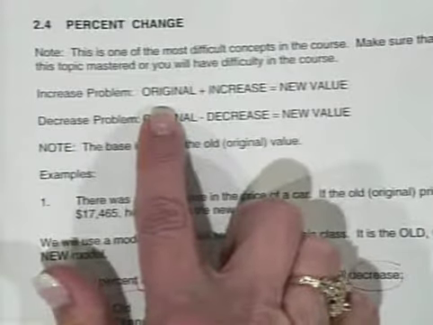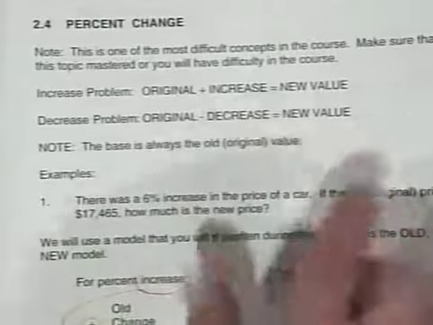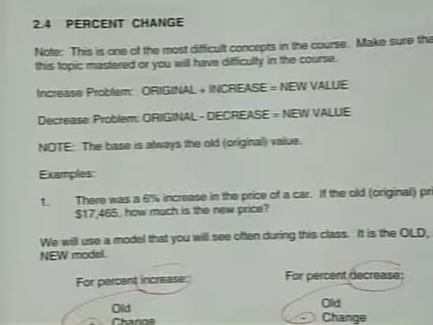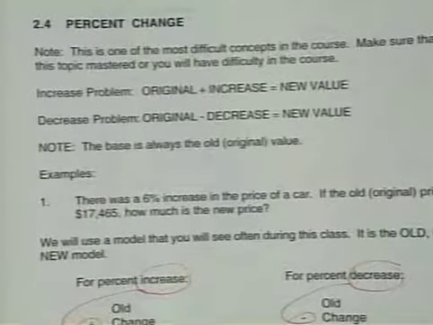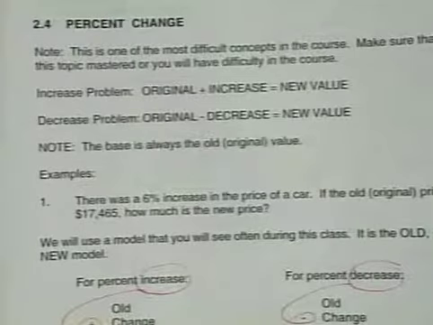We need to realize that an increase problem is always the original percent or the original amount plus an increase equals a new value. Likewise, in a decrease problem, we are subtracting. The base is always the original amount. We talked about a building in 2-3 that we bought for $425,000, and later we sold it for $450,000. What we used as the base was the original, the starting point, the $425,000.